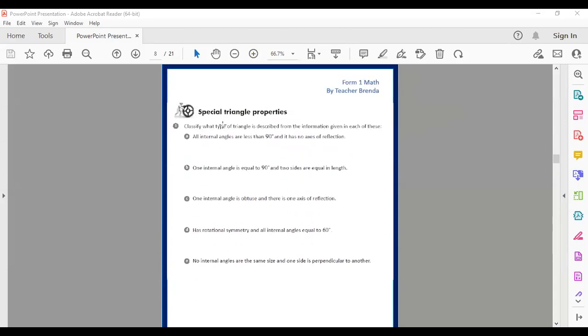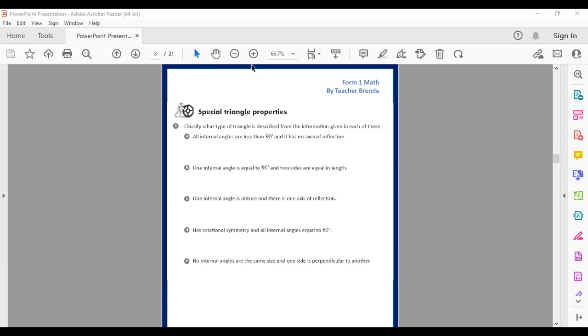Tell me now, these are some clues here. You tell me what is the type of angle or what is the type of triangle that is described. This is a maths question. All internal angles are less than 90 degrees and it has no axis of reflection.